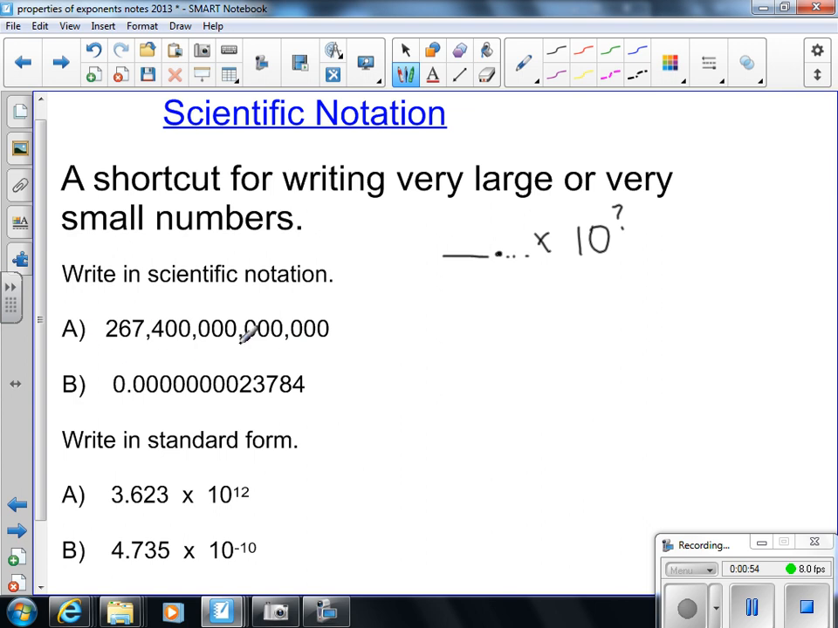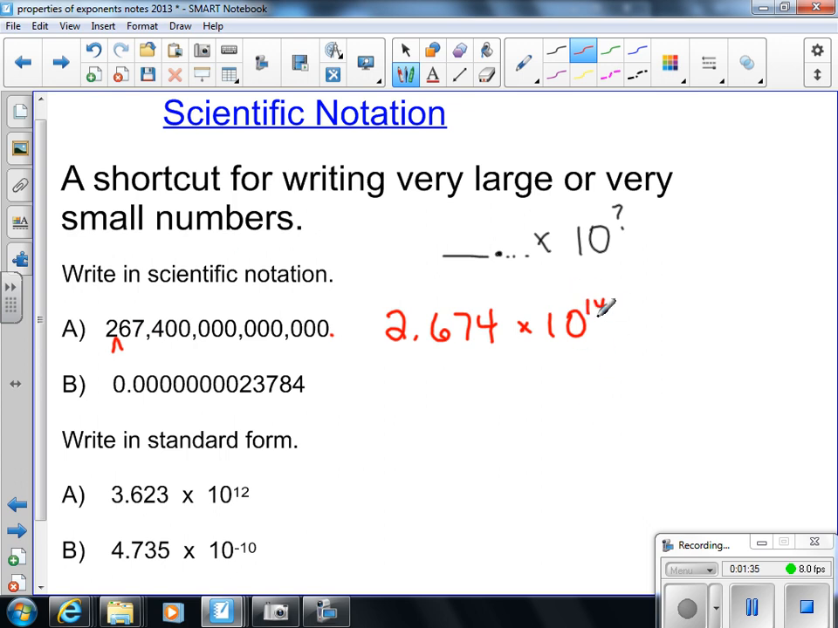So let's write this one in scientific notation. This is a very large number. So where will I place my decimal point? Between the 2 and the 6. Very good. So I'll write it as 2.674. Now, do I need to leave these zeros on? No. Times 10 to what power? Now, how do I determine the power? My decimal point's here. I can't see it, but it is here. So we're going to count how many hops it takes to get all the way over here. 1, 2, 3, 4, 5, 6, 7, 8, 9, 10, 11, 12, 13, 14. So it's 10 to the 14th power.